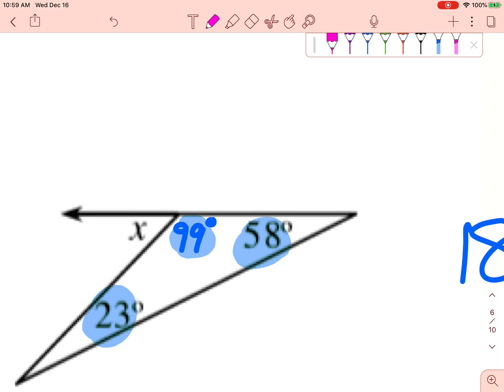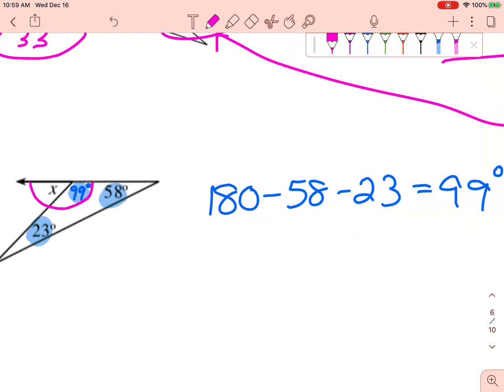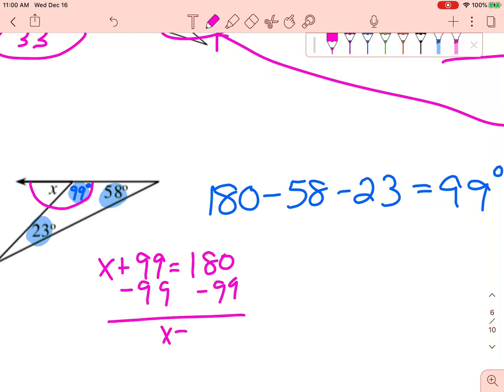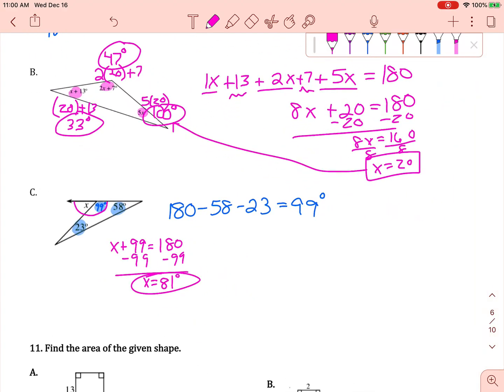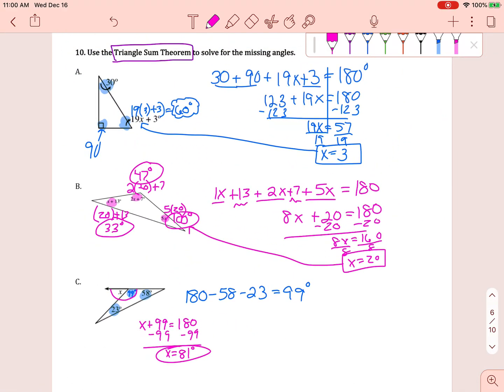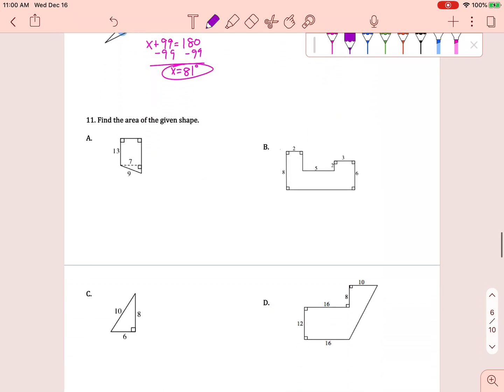Okay, we have to do one extra step now. This angle is, again, my windshield wiper angles. Those are supplementary to each other. So once I have that 99 degrees, x plus 99 has to equal 180. When you subtract 99 from both sides, you get x is equal to 81 degrees. Again, the triangle sum theorem: all 3 angles inside of a triangle will always add to 180 degrees.